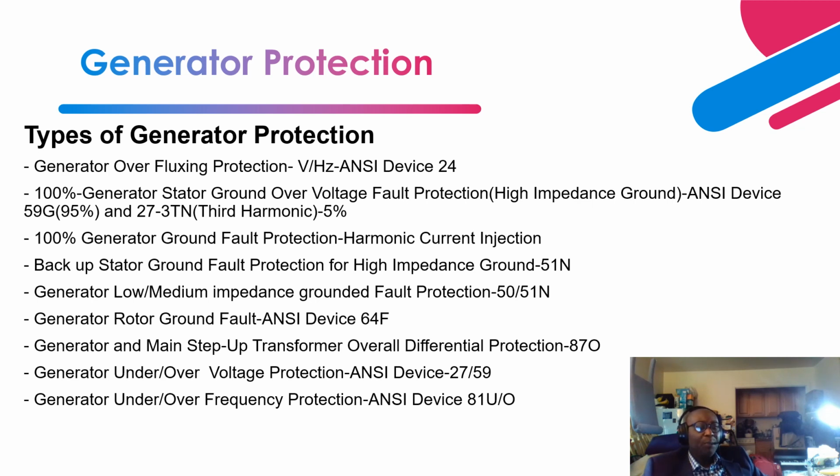Then for low impedance grounded schemes, usually in industrial facilities, the stator ground fault utilizes the instantaneous and time overcurrent neutral overcurrent relay. Then rotor ground fault is 64F and also 87 for overall differential protection. Then under and over voltage protection is 27/59. Then over and under frequency is 81 U or O.